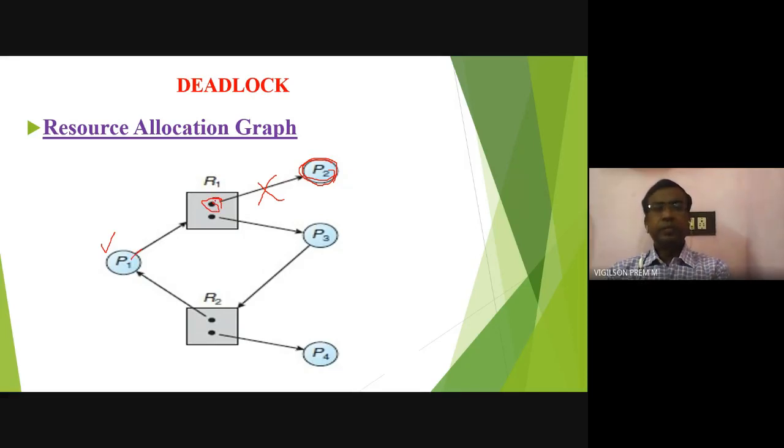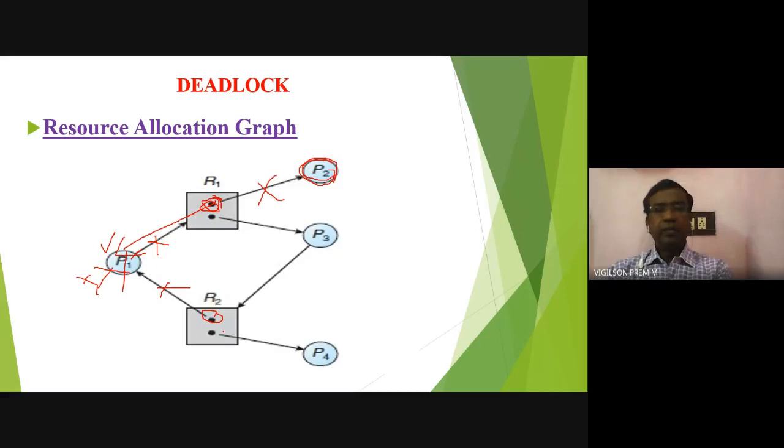Once this becomes free, it can be used by process P1. So now the arrow will change like this: the request is allocated. Now P1 is holding R1 and R2, not waiting for any resource. So at one stage, P1 will complete its work. Once P1 is completed, these resources also will become free.